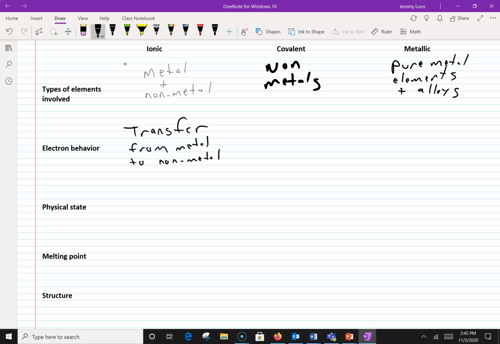As far as covalent, this is where we are sharing electrons. And then metallic bond, typically how we refer to that is a sea of electrons. So we've got those delocalized electrons. Questions about that?